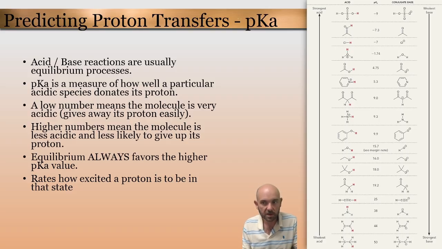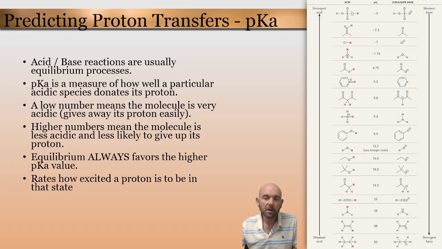That side will be favored and more concentrated at equilibrium. One way I like to think about it, you don't have to think about it this way, but the pKa is a rating of how excited a proton is to be in that particular state. If you look at our strongest common acid, there are some more exotic species out there, but our strongest common acid is sulfuric acid. What that means is sulfuric acid loves to give this proton here to other things. He loves to give it away.